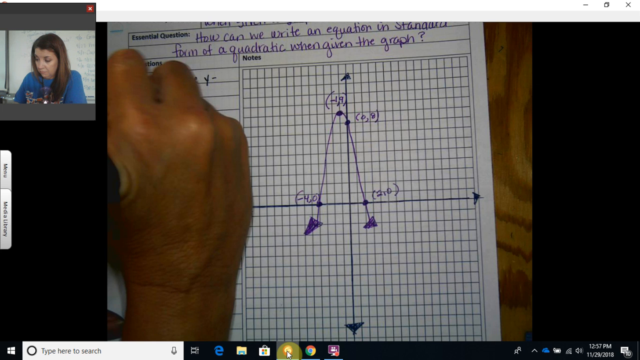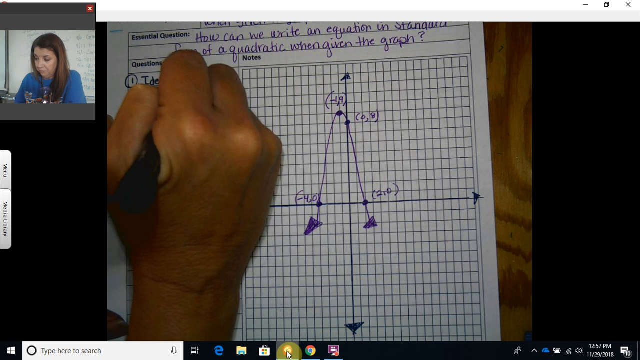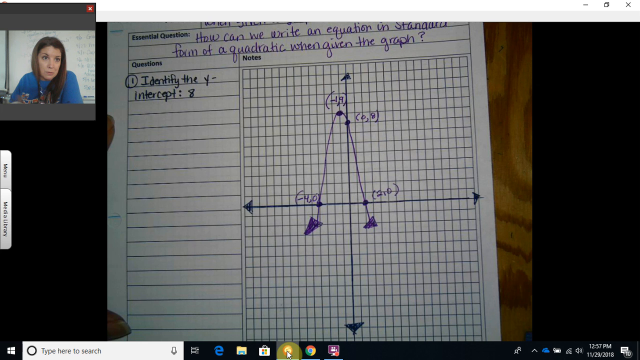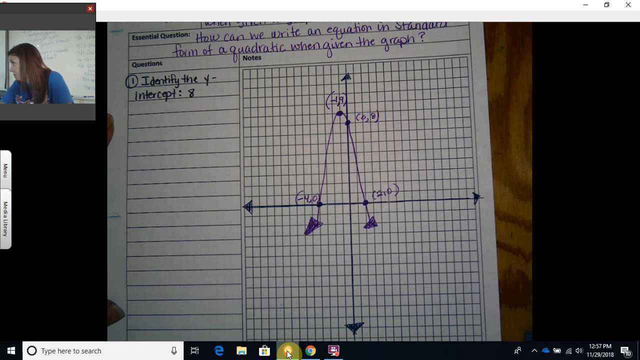And what'd you say it was, Sarah? 8. It's at 0, 8's the ordered pair, but really the 8 is all that we need from it, right? Where does it cross the y-axis? At when y is 8. Everybody cool so far? So far, this is easy.